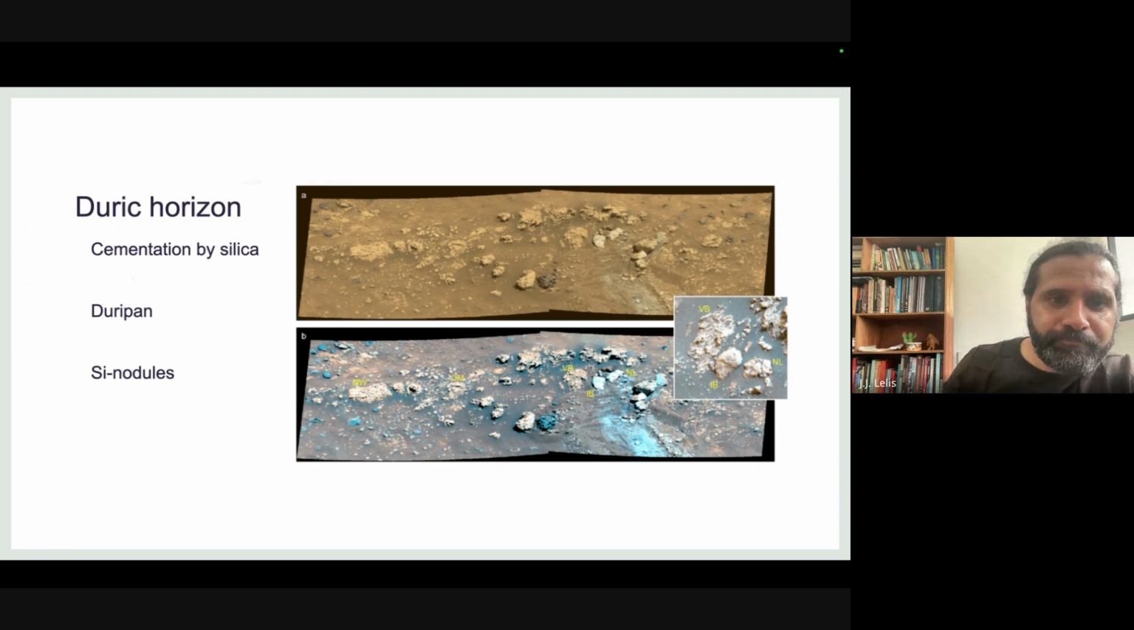We also have the duric horizon, so the petroduric and the duric horizon. The duric horizon also registers some cementation by silica, is also connected to the duripan, and in this case we see some silica nodules. So quite interesting. We already saw calcium carbonate nodules, and we already saw iron and manganese nodules. Now let's talk about silica nodules.